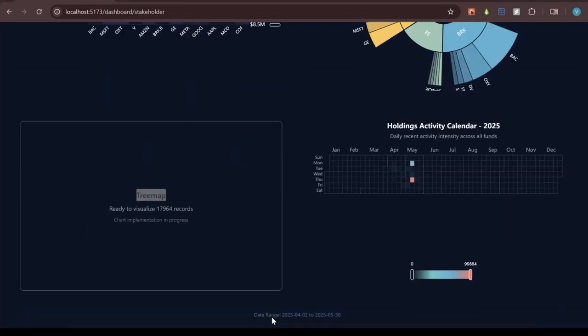And on the bottom right here, the holdings activity calendar is a heat map showing trading or position change intensities over time. It reveals behavioral patterns like quarterly rebalancing, opportunistic entries, or synchronized trading events across the different funds.